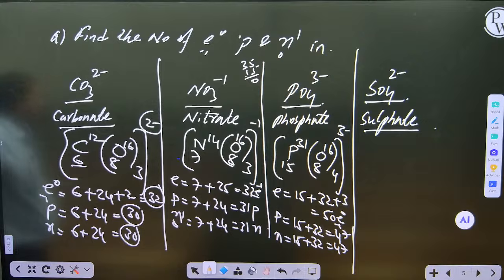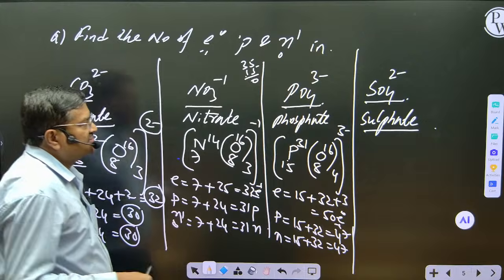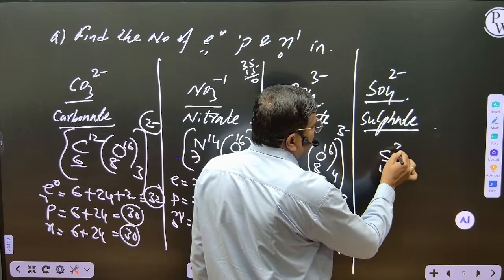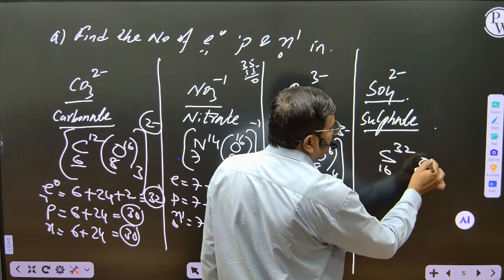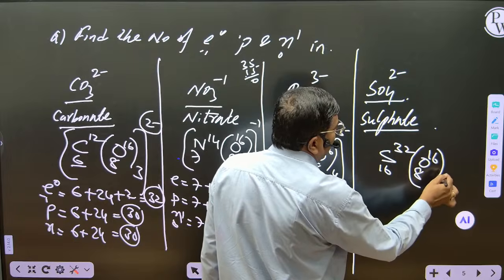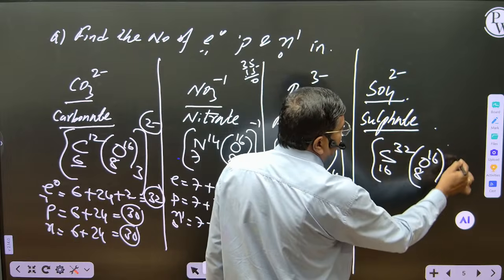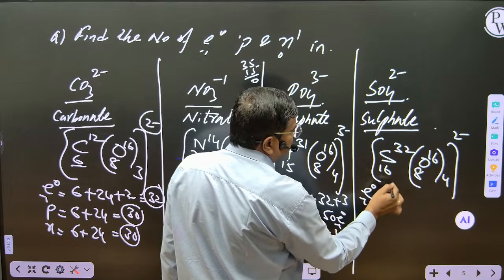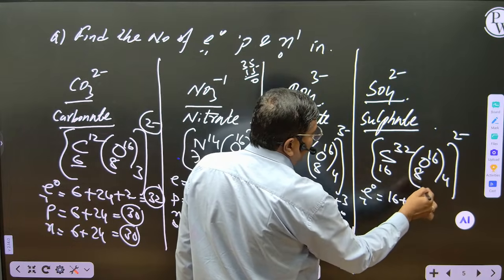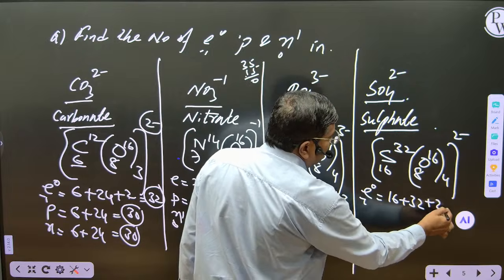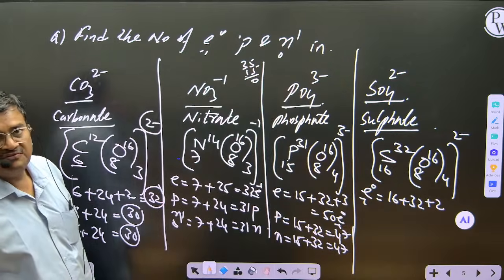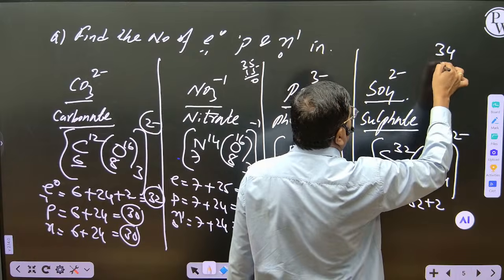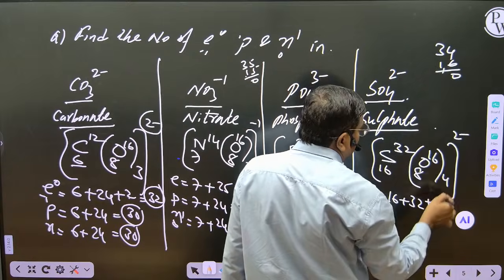Now find in sulfate ion. What is sulfate? SO4 2 minus. Sulfur atomic number 16, mass number 32, oxygen 8, 16, taken 4, and the total bearing charge is -2. So electrons, when I consider, what should I write? 16 from sulfur, from oxygen 32, and the charge on top. That is 34 plus 16. How much does it come? 34 when you add 16, that comes 50 electrons.